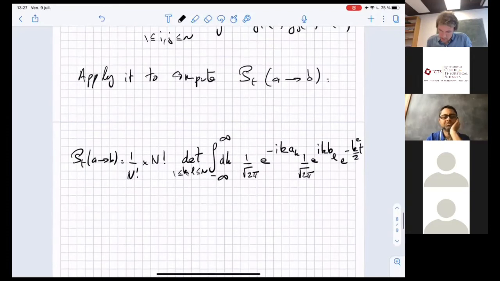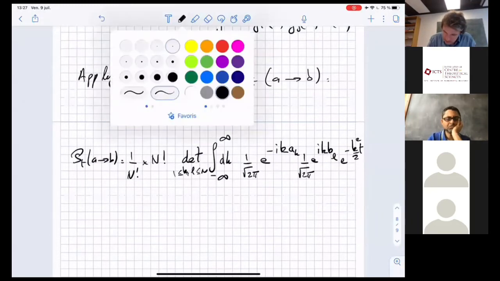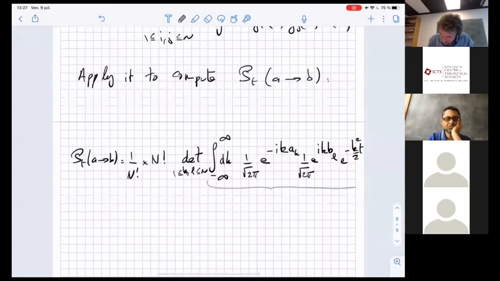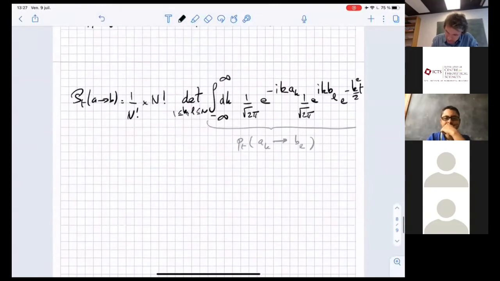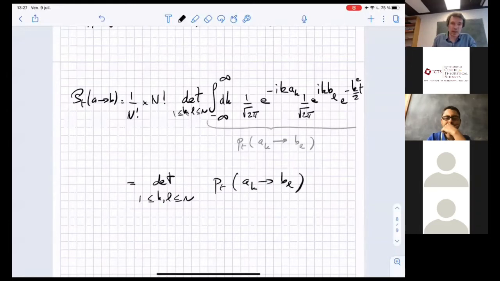Okay, so it's nice because now you can explicitly perform this integral, but you easily recognize now that this is indeed your propagator from A_k to B_l, right? And the final answer is that it's precisely the determinant, 1 to n, of p_t of a_k to b_l, and this is exactly the Karlin-McGregor formula.